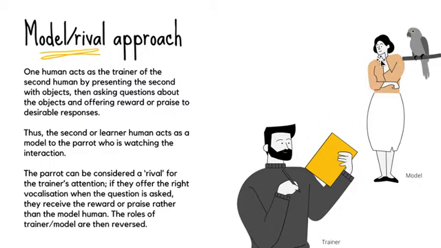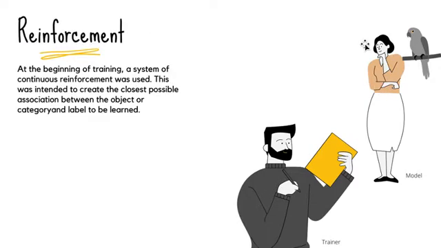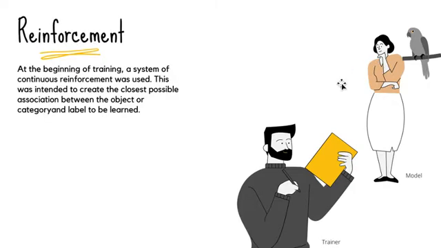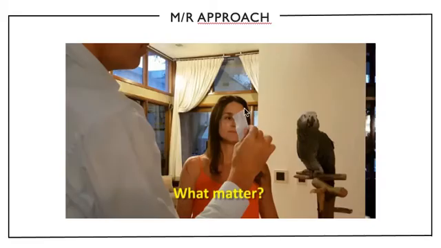Sometimes they take turns. Sometimes she asks him questions. Sometimes he asks her questions. So here, not only do we use social learning theory, where there is a model, they also use reinforcement. Remember how they give a reward if they show desirable responses. So at the beginning of the training, a system of continuous reinforcement reward was used. This was intended to create the closest possible association between the object or category and the label to be learned. So this is an example of the model rival approach.